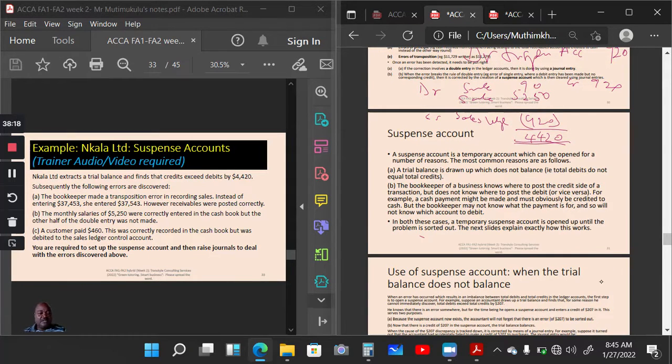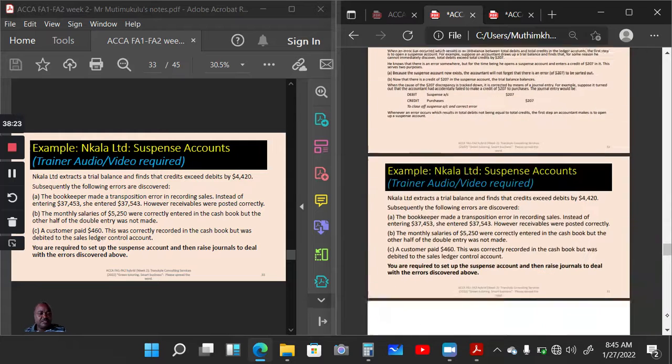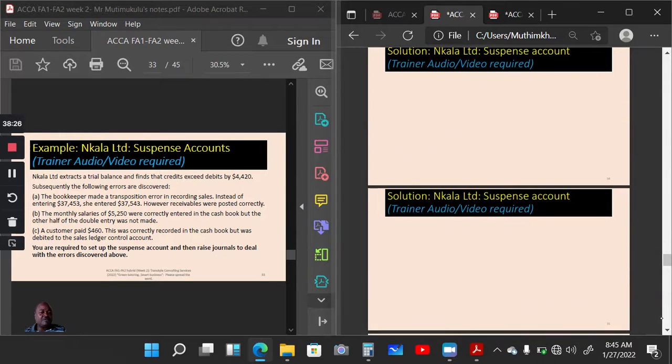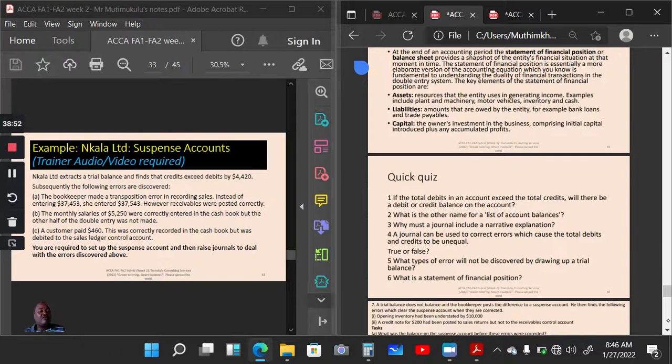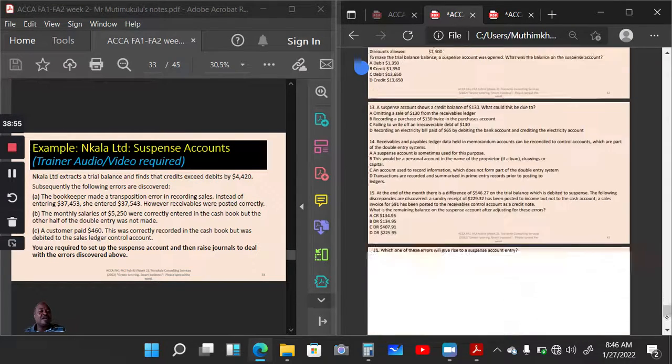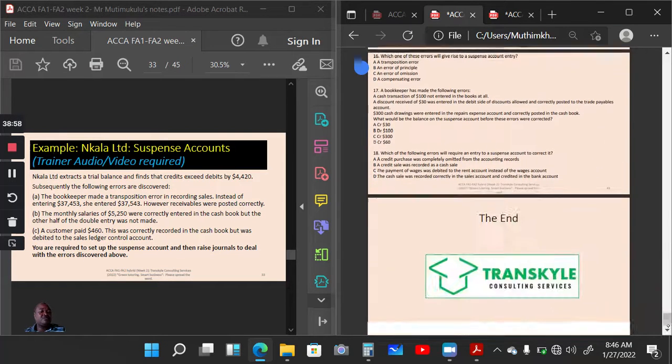Do we have further examples? As part of your learning, I also want you to try an example quickly, as part of your assignment. On top of the assignments you have to attempt, you have to attempt all these questions.